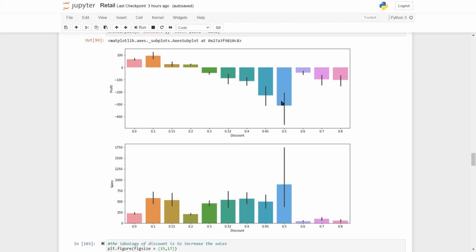But this 50% off is causing so much loss as well. The problem is companies tagging some products with so much discount that the products they are selling are costing them. The losses they're facing are because the discount is so high.